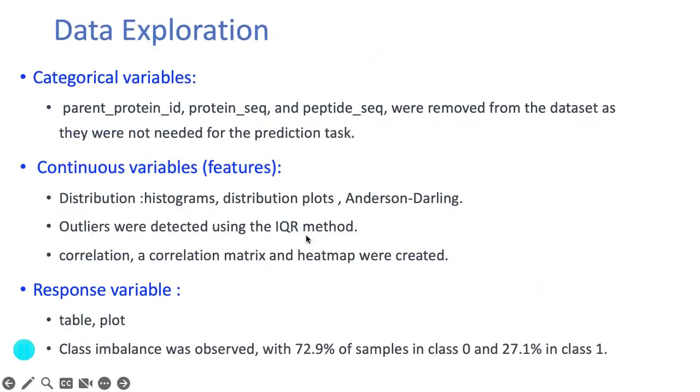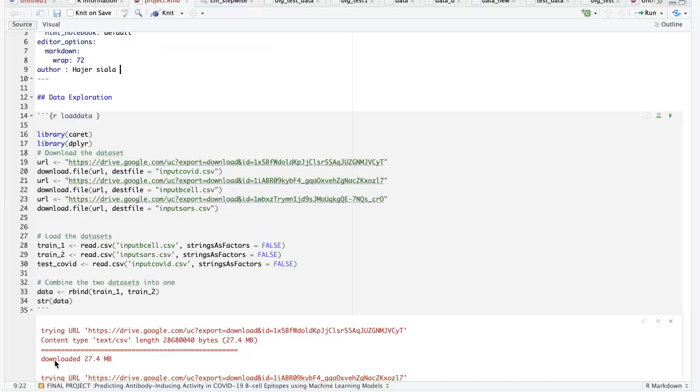So I started first by loading and exploring the data. I will explain this looking at my code. First, I downloaded 3 different datasets that relate to the antibody response: input bcell.csv that contains the related B-cell in vitro data, and input sars.csv containing the data of SARS-CoV-1.